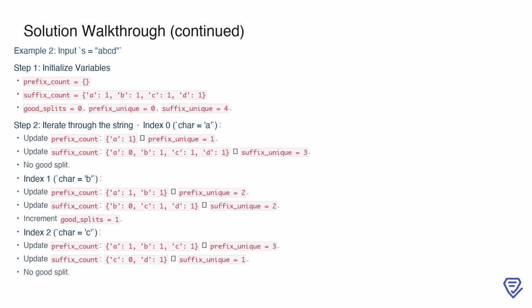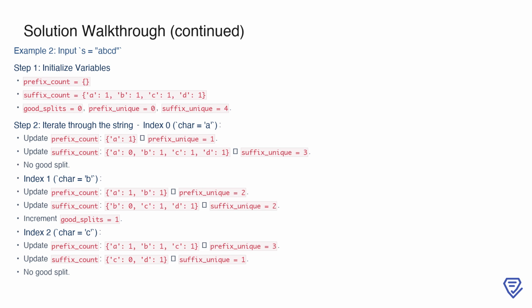In suffix_count, a decreases to 0, so it's removed, leaving b1, c1, d1, and suffix_unique decreases to 3. Since prefix_unique and suffix_unique are not equal, there's no good split.